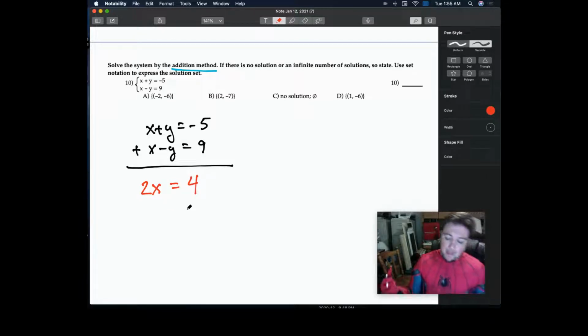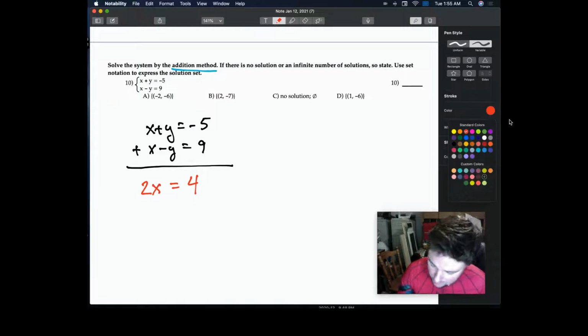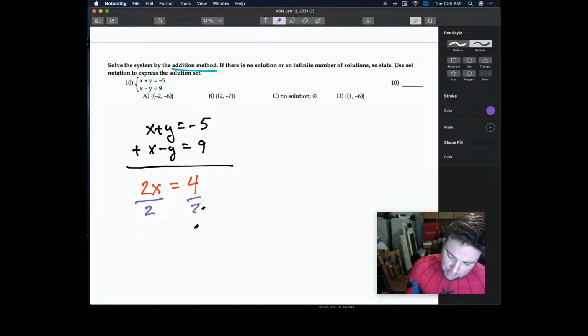So the elimination or addition method says, hey, can we put the two equations together, cancel out a term, so that we're just left with what we need to solve the problem? And here, clearly, that's the case. We can easily do that. So the next move is we're going to divide through by 2 like a basic equation, and then we easily see that x is 2.